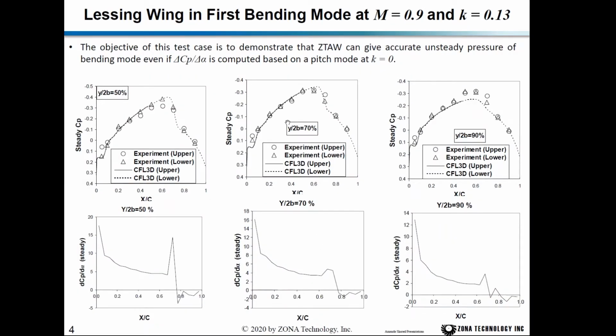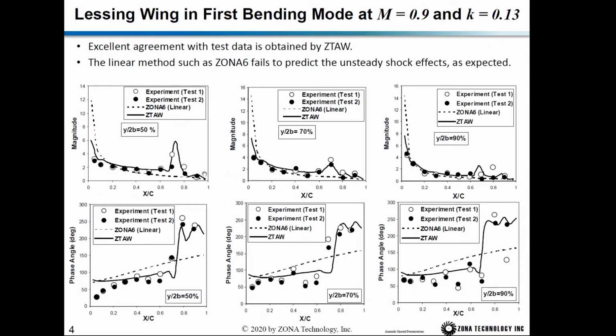The next case is called Langwin in first bending mode at this Mach number and this reduced frequency. Again, CFL3D can give you very accurate steady CP. Then we use the finite difference to calculate the dCp by d alpha. And then we compare the unsteady CP at this Mach number and this reduced frequency in magnitude and the phase angle.